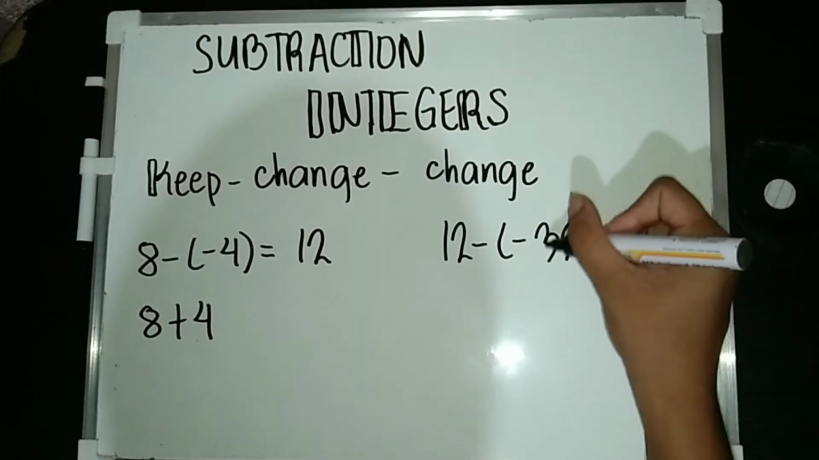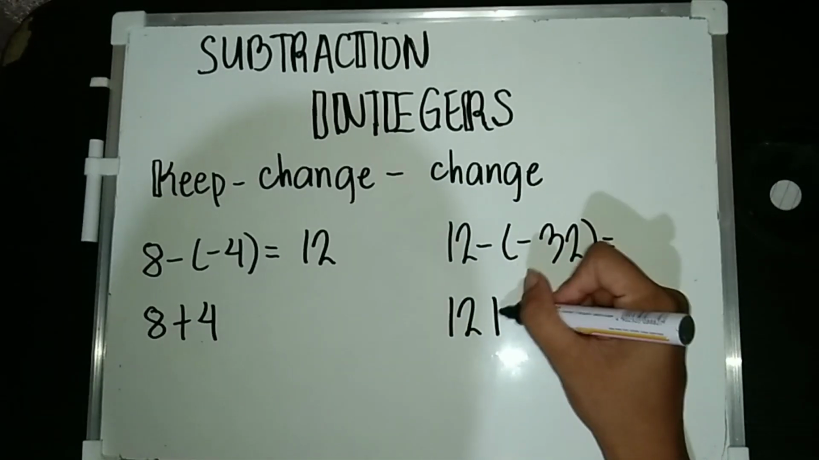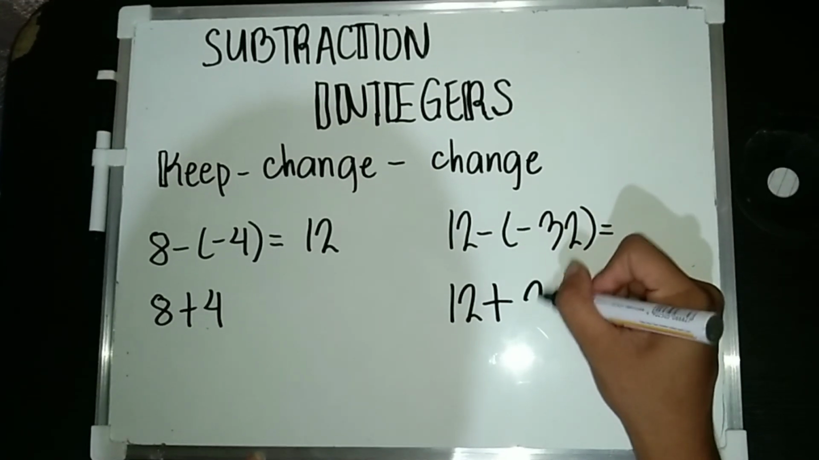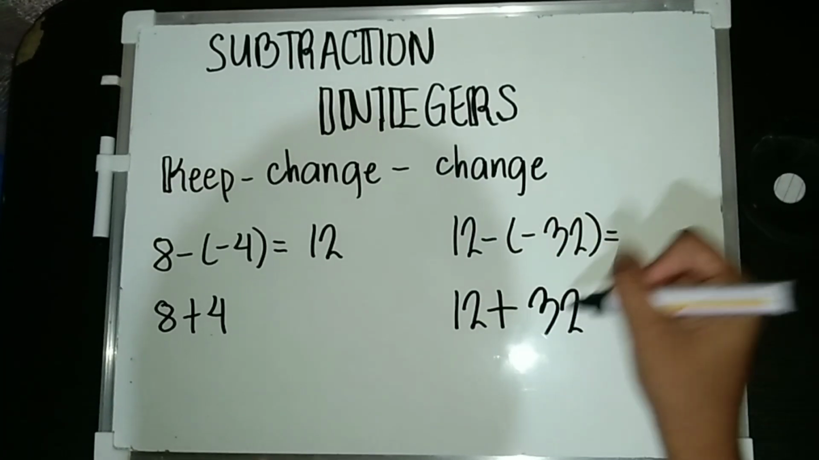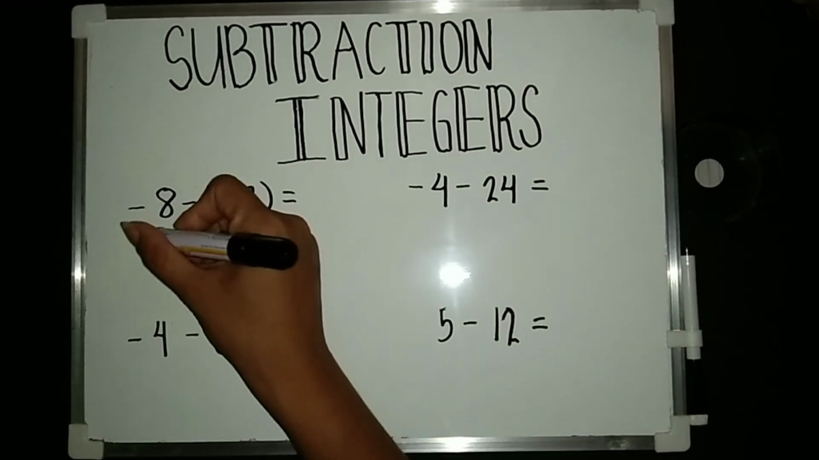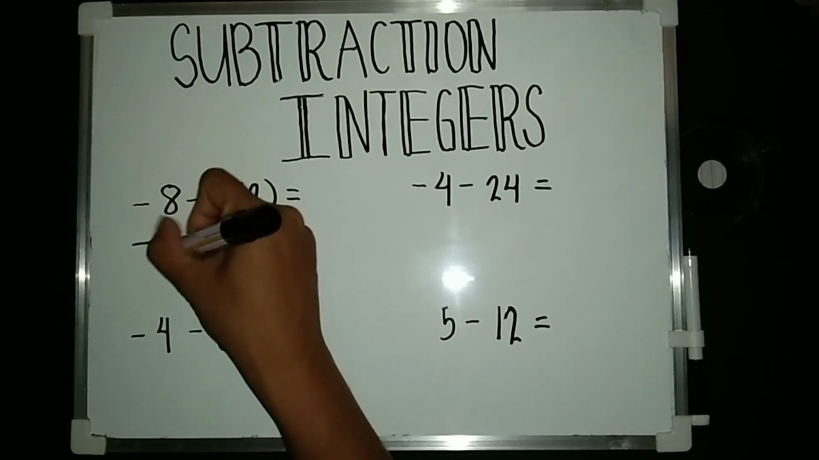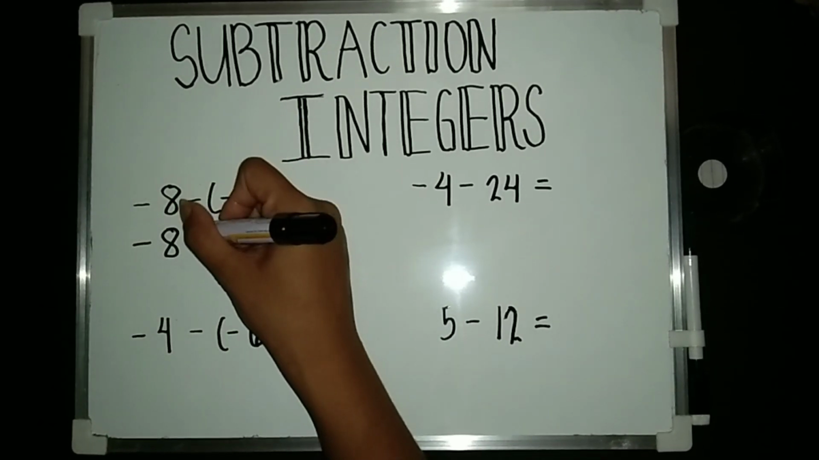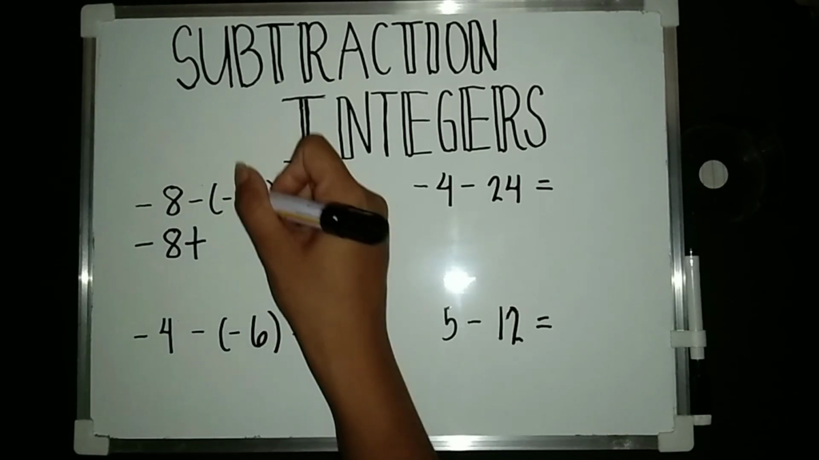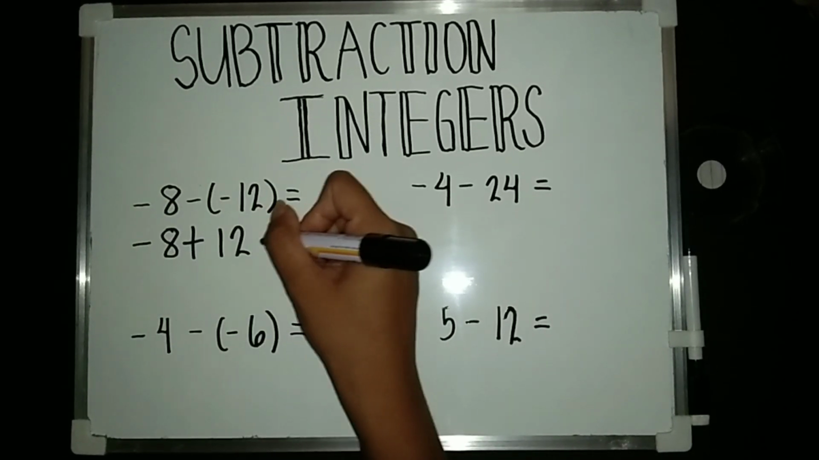So 12 minus 32, just copy the 12. Change this operation into addition and then 32. So 12 plus 32 is equal to 44. Negative 8 minus negative 12. So just copy the negative 8 and change this operation into addition. And then 12. So negative 8 plus 12.